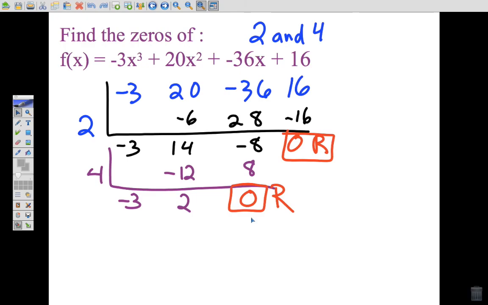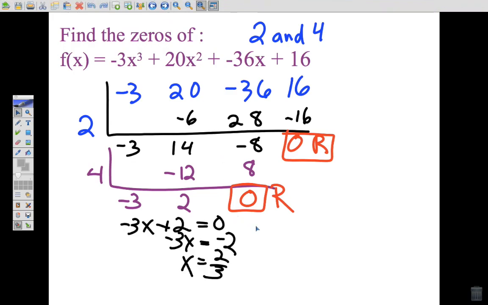So we're ready to write our equation. Again, working it backwards from right to left. 0 is equal to 2 plus negative 3x. Solve this little algebra problem, and we get our third 0 of the function. We now have all three answers. 2, 4, and 2/3. Those are the three places where the graph crosses the x-axis, and those are the three zeros of the function.